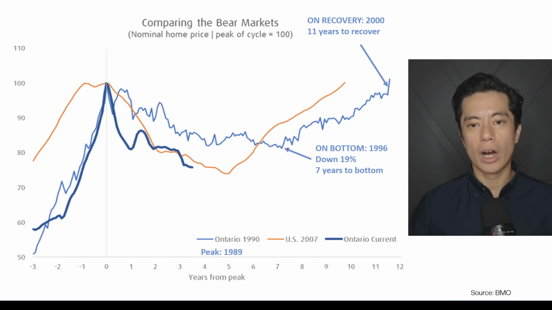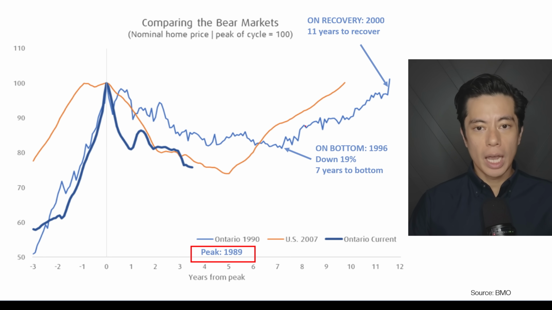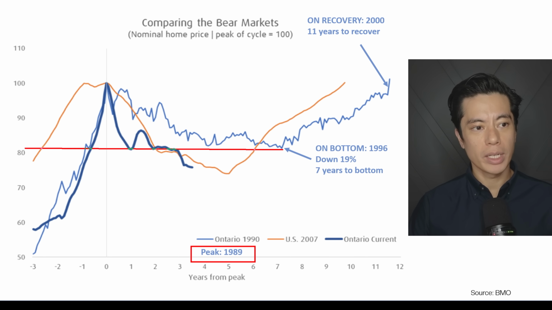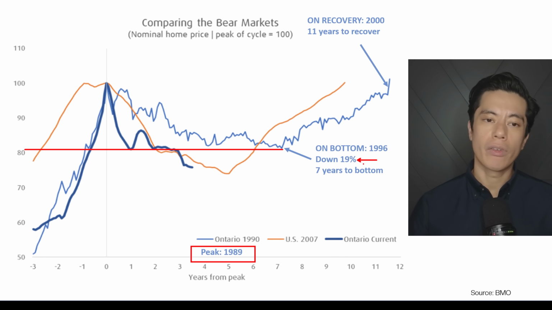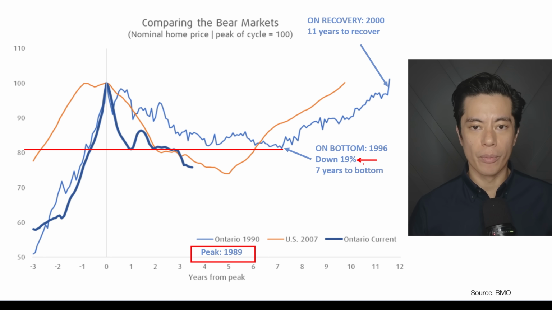So let's look at Ontario and how they fared. It peaked in 1989 from my research, and the bottom technically would have been right here. Now, in this chart, it says it's down about 19%, and I extrapolated data over here. However, depending on what data you use and what metric, it skews somewhere between 20 to 40%.